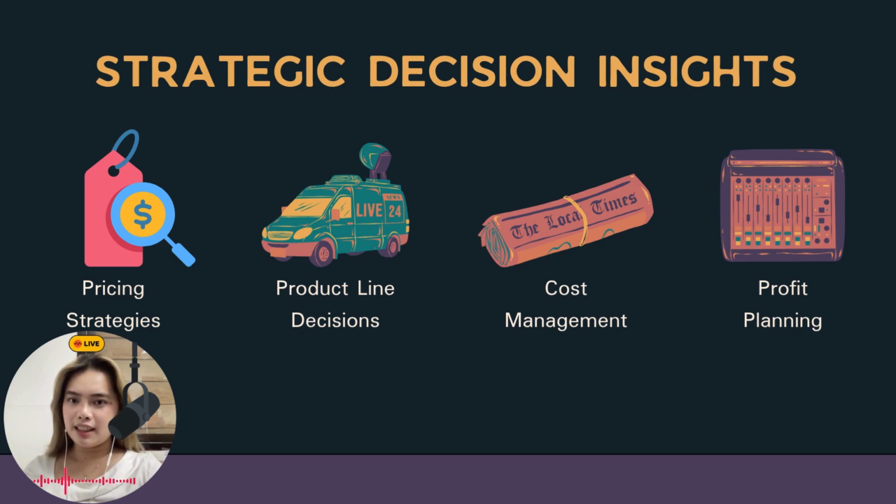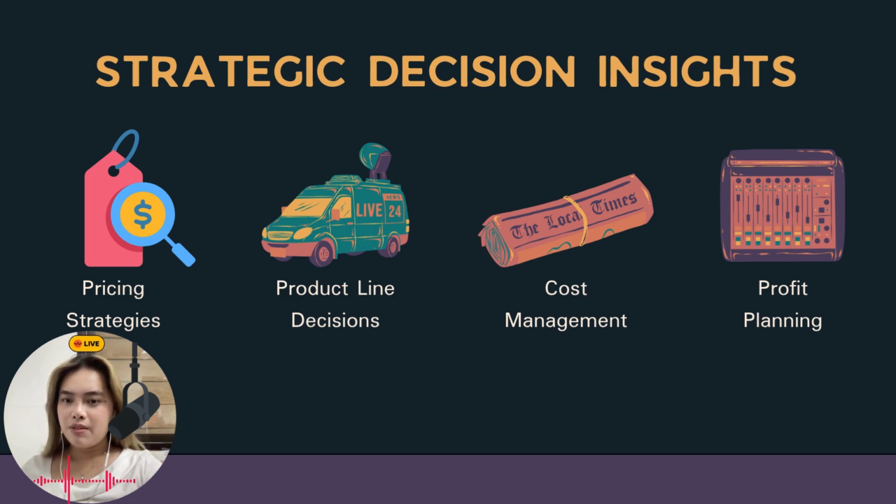Key strategic decision insights derived from CVP analysis include: first, pricing strategies. Understanding contribution margin enables firms to set optimal prices, particularly when considering market competition and demand elasticity. Second, product line decisions. By analyzing the profitability of different products or services, managers can decide which offerings to expand, reduce, or discontinue. Third, cost management. CVP emphasizes the importance of controlling fixed and variable costs. Identifying cost behaviors allows managers to strategize cost reductions or structural adjustments to improve profit margins.